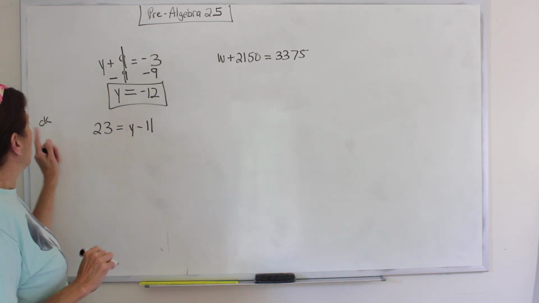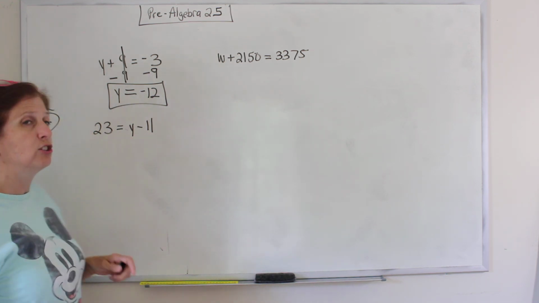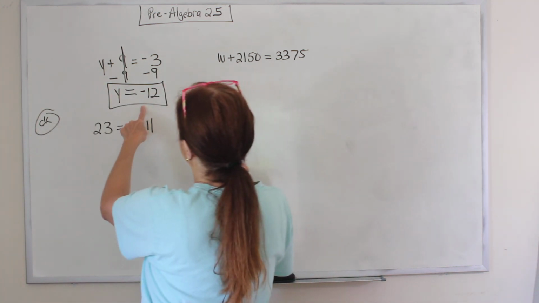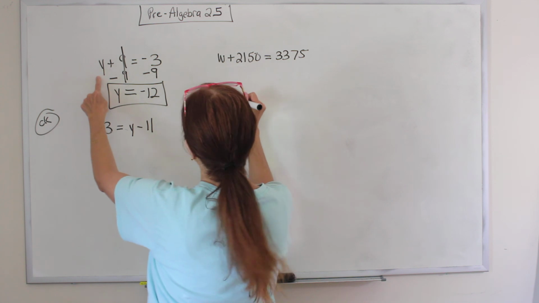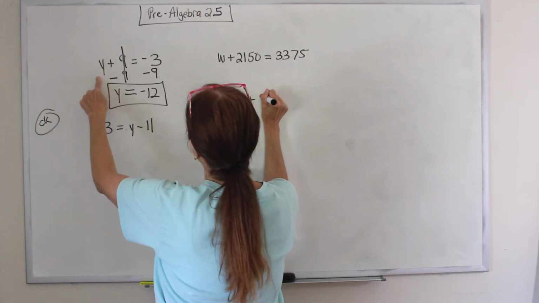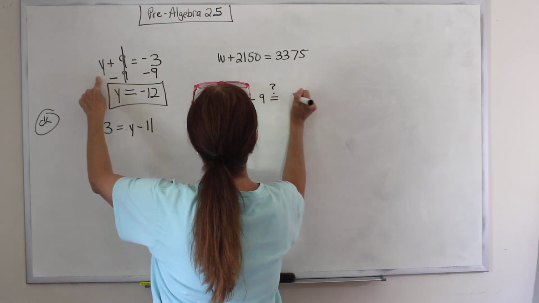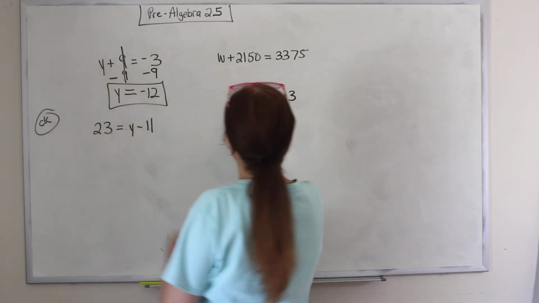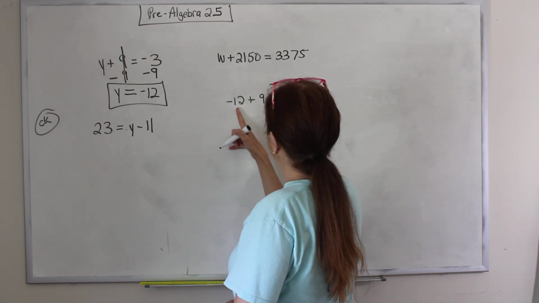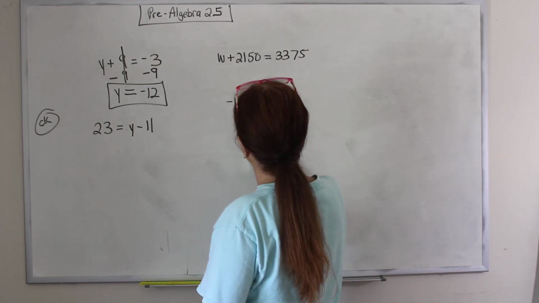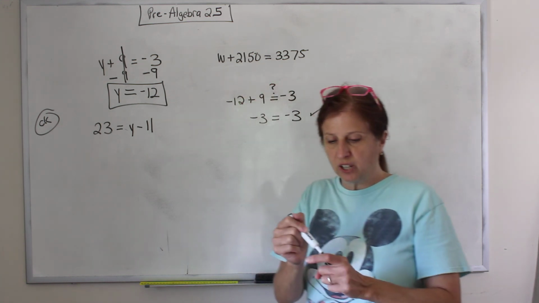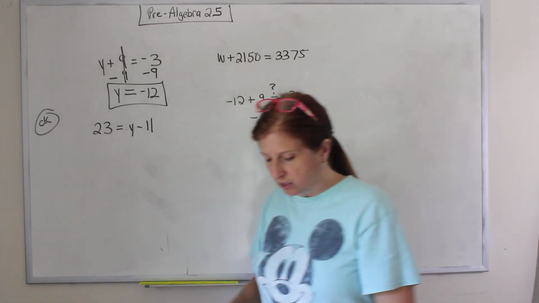Now, your book talks about the thing you should check it. And what they mean by check it is you take your answer, you put it back into the original problem. Negative 12 plus 9, does that equal negative 3? If it makes a true statement, you did it right. So negative 12 plus 9 is negative 3. So that checks out.